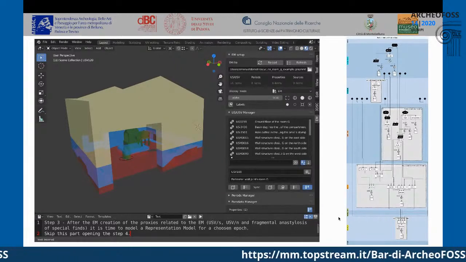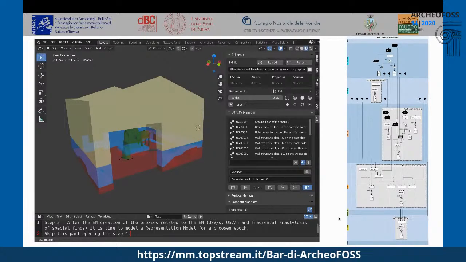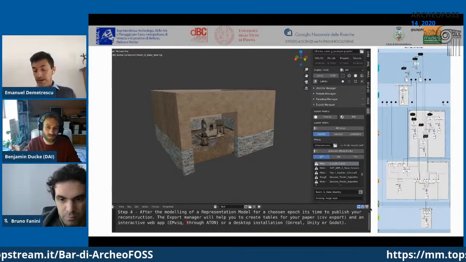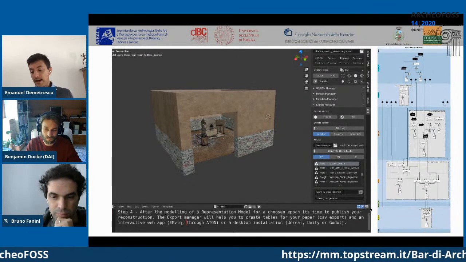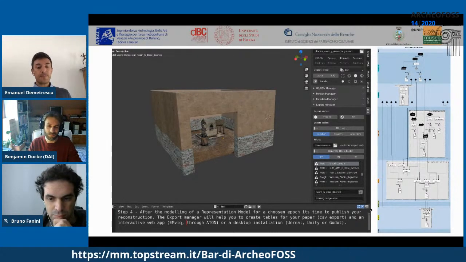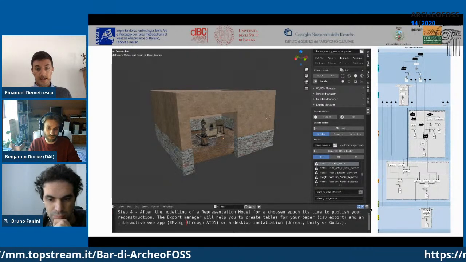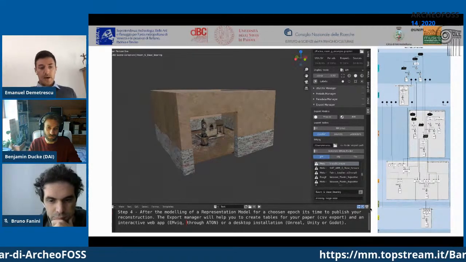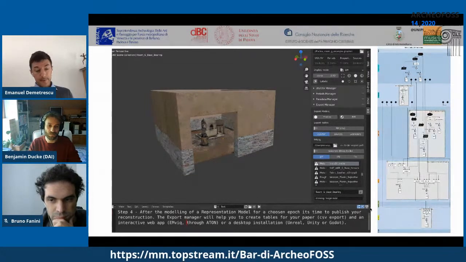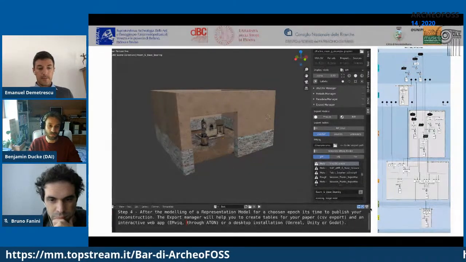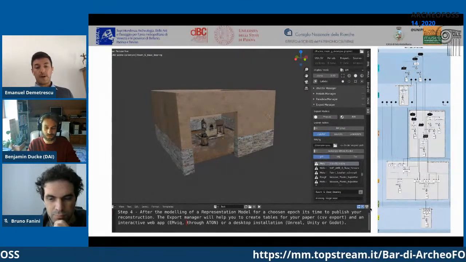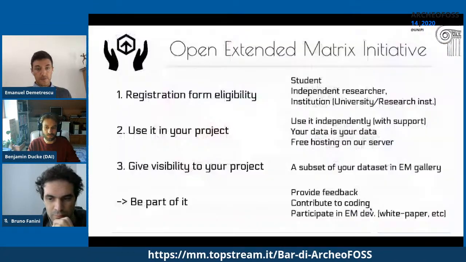You can connect this information at runtime. And when the model is validated, you can start to create the second model, the visualization model, that can be exported through the export model tool to ATON for an interactive web app, MVIC, that will be explained by Bruno Fanini, or a desktop installation on Unreal, Godot, Unity, and so on and so forth.